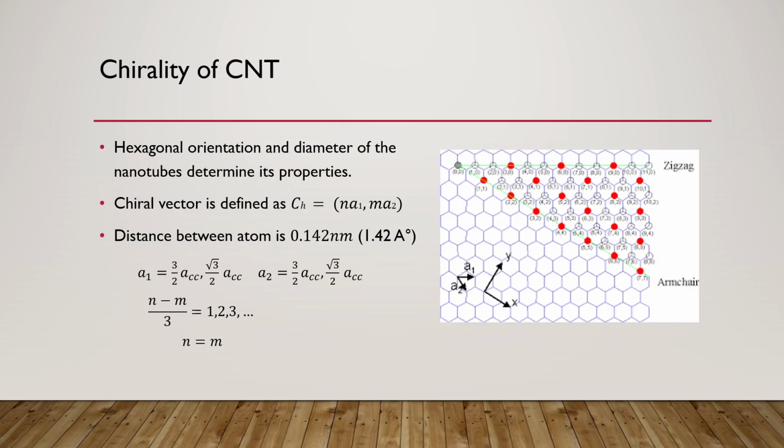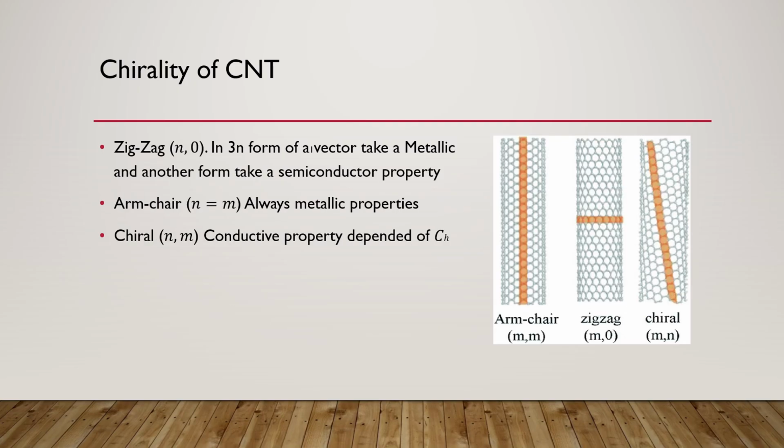For the chirality of the CNT, the CNT normally has a hexagonal orientation and the diameter of the nanotube determines its property. The chiral vector is defined as Ch equals n a1 plus m a2. The distance between the atoms is 1.2 nanometer. The different n and m values will give a different dimension of the CNT.